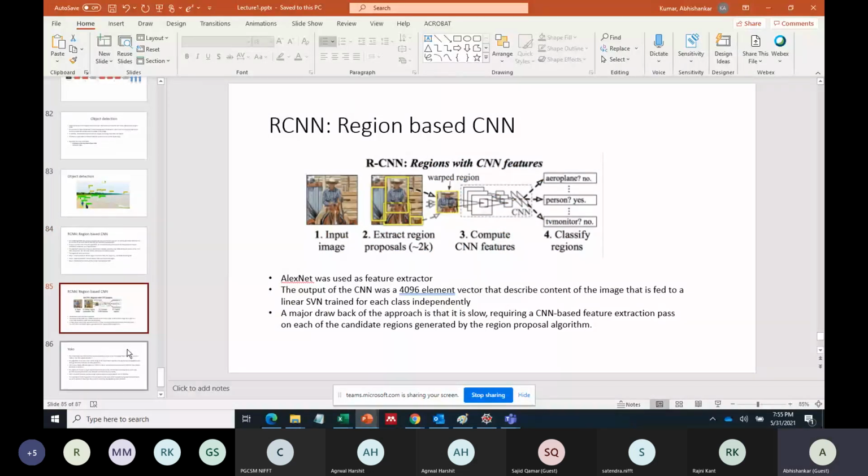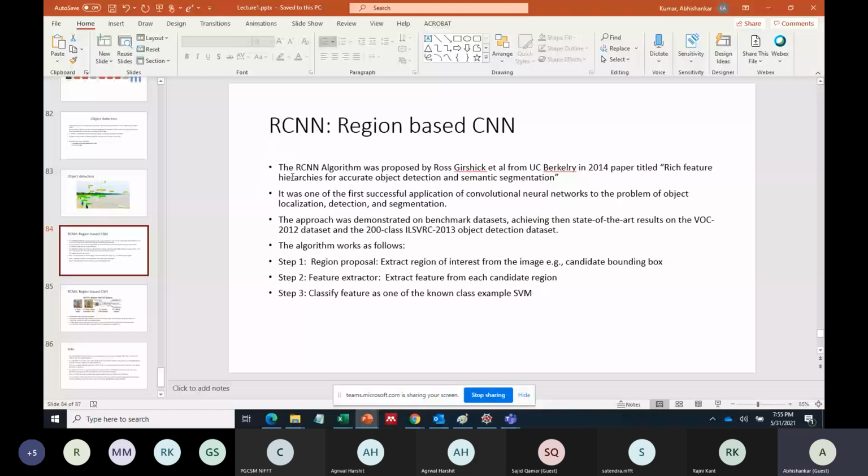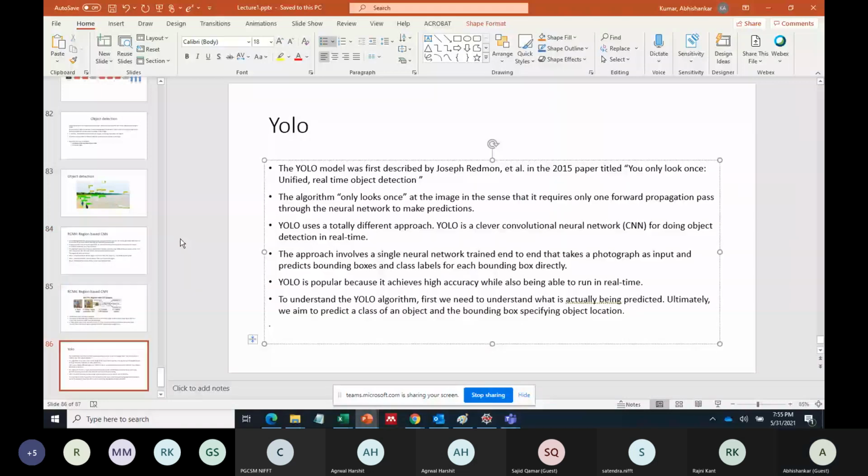The latest algorithm is YOLO, and there is a family of YOLOs actually. It is not only one YOLO. Basically, the first object detection algorithm was RCNN, and after that YOLO came. RCNN cannot be used for real-time detection, so YOLO came with this.